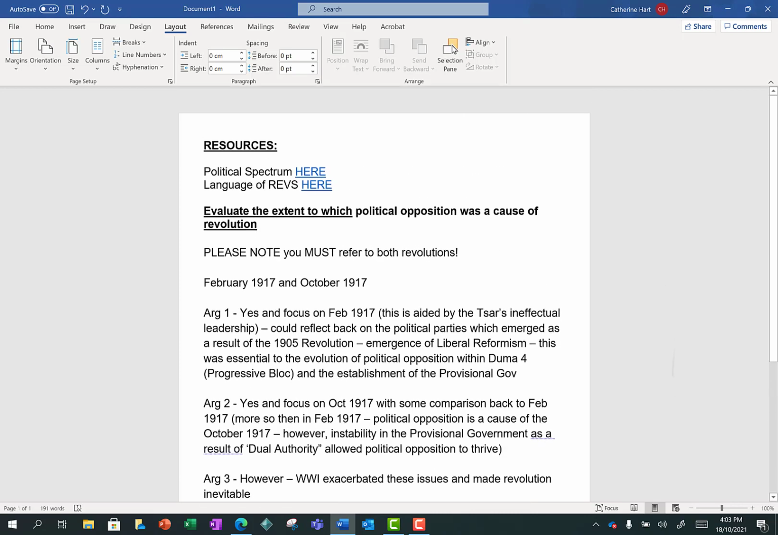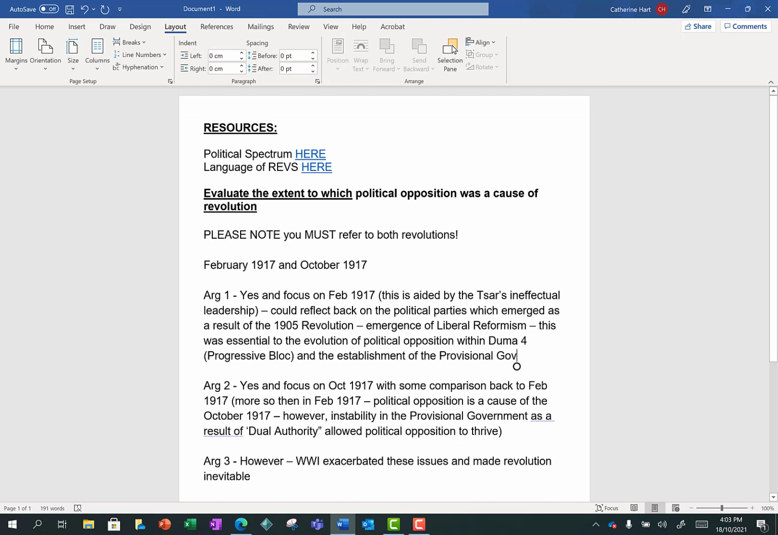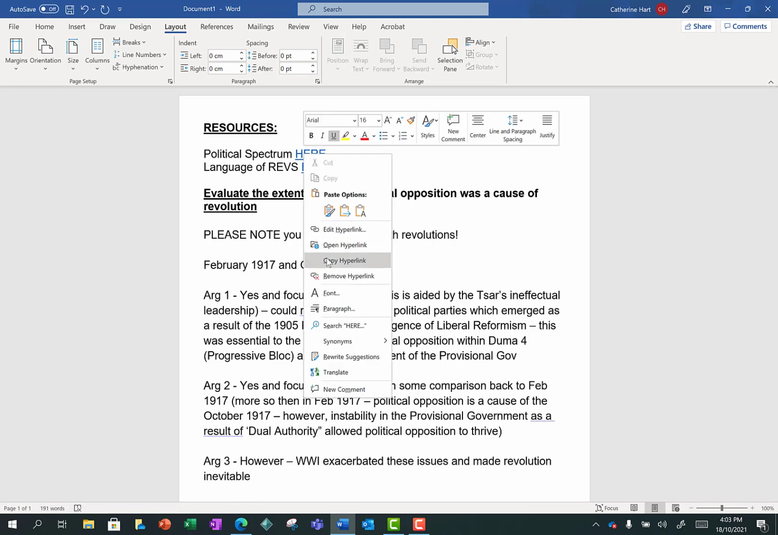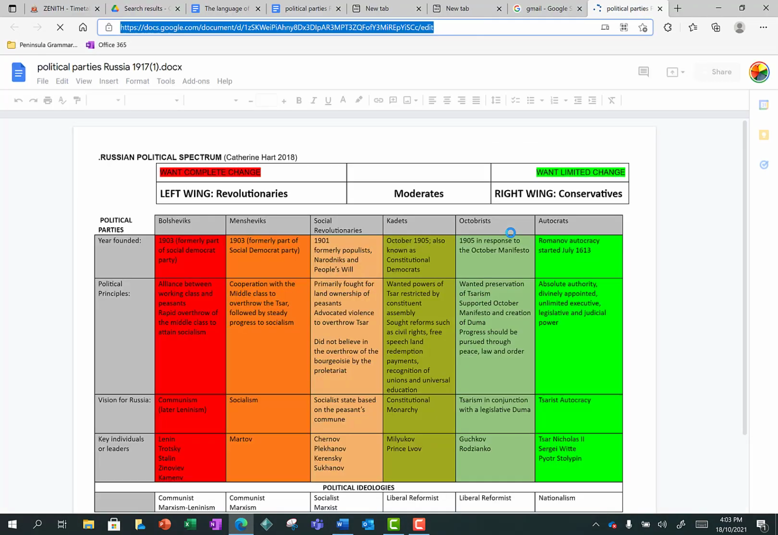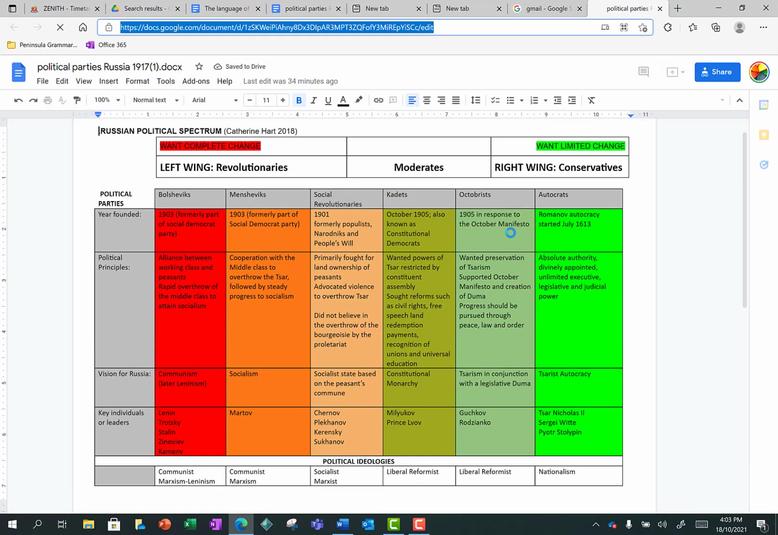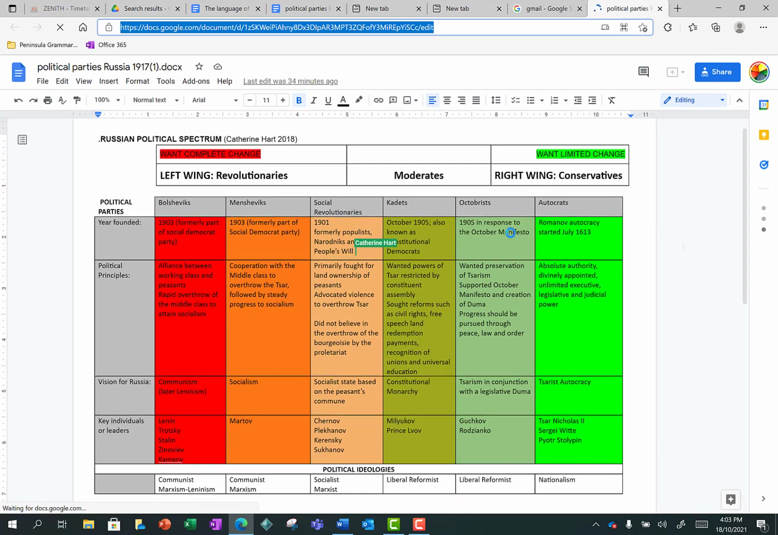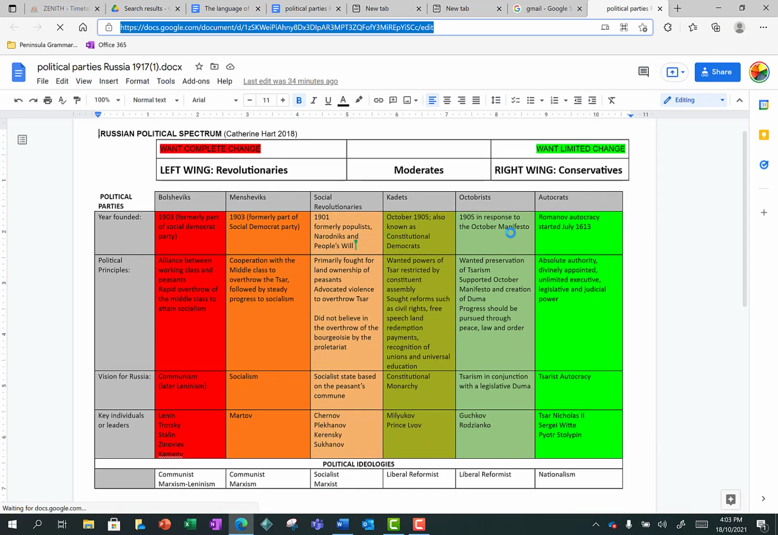So let's just stop for a while and have a look at what I've put up the top here, because I want to talk through this because it is not simple. I want to yet again talk through this political spectrum because it's not a simple one to understand. It takes a little while to story it, to understand it. And I've added a little bit into this since you saw it last. Okay, so what you need to know is you need to know the political parties.